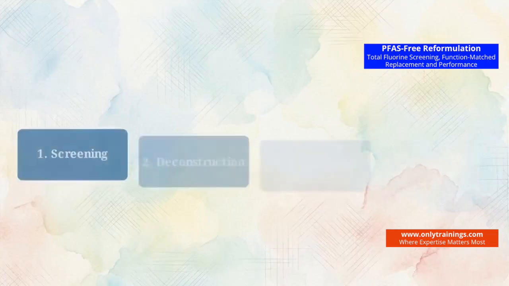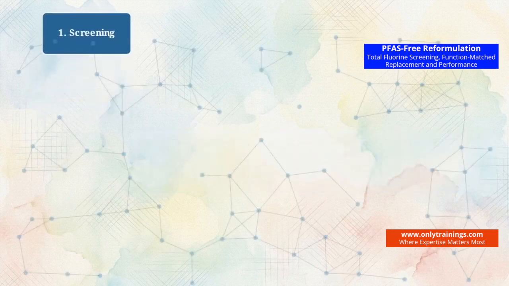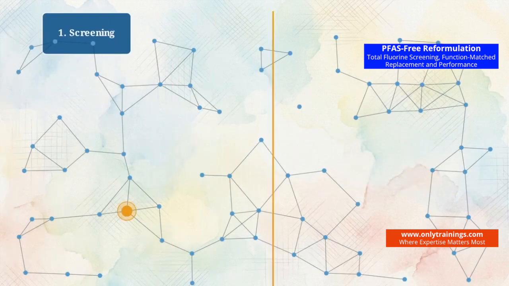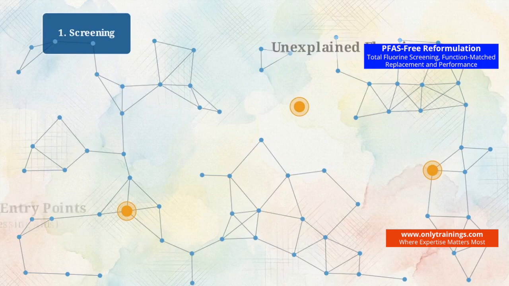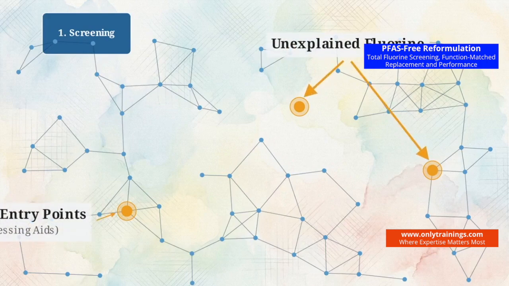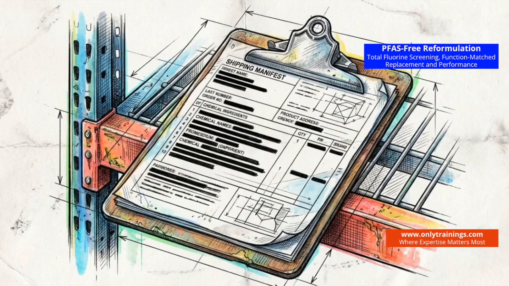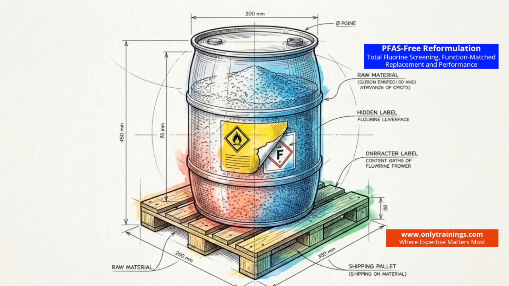Let's look at stage 1 of this schematic: screening. No actual formulation work can begin until you verify the exact source and scope of the fluorine currently in your matrix. This requires proper total fluorine screening. You have to actively hunt down the undeclared fluorinated processing aids and contaminated raw materials that your suppliers might not even know they are sending you.